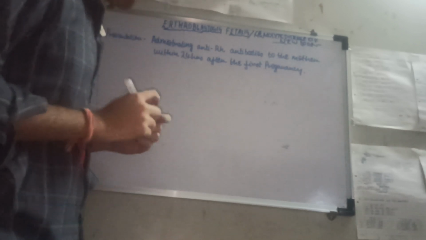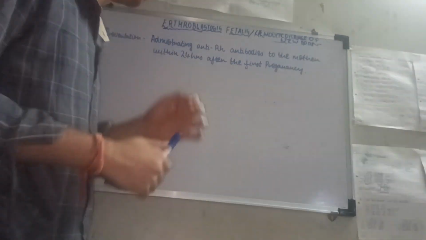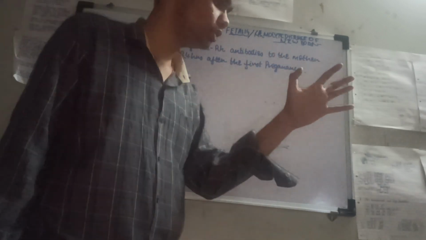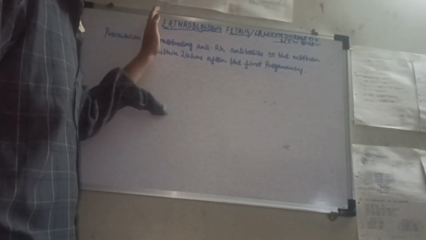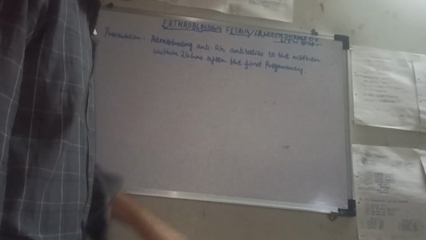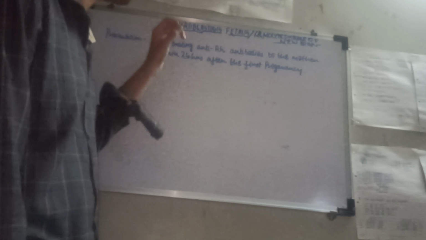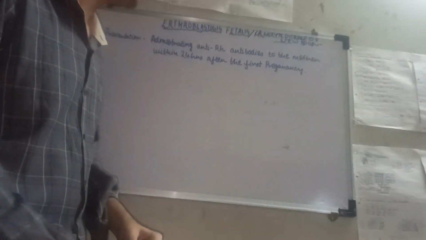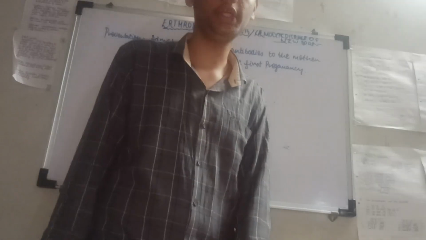Administering anti-RH antibodies to the mother within 24 hours after the first pregnancy, so that we can avoid this condition, which is erythroblastosis fetalis, or hemolytic disease of the newborn, which is given this name because hemolysis takes place, that is breakdown of RBCs. Erythroblastosis fetalis means erythroblast cells are seen in the fetus body.